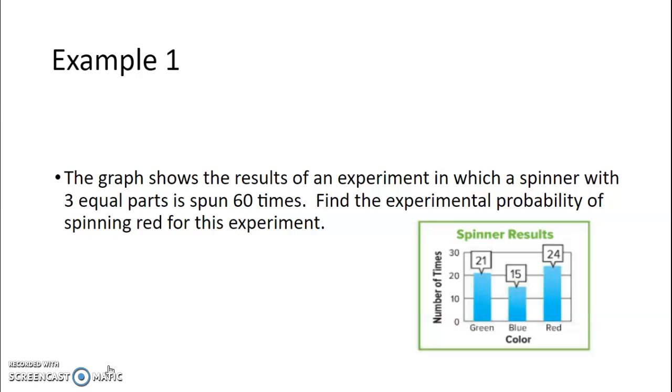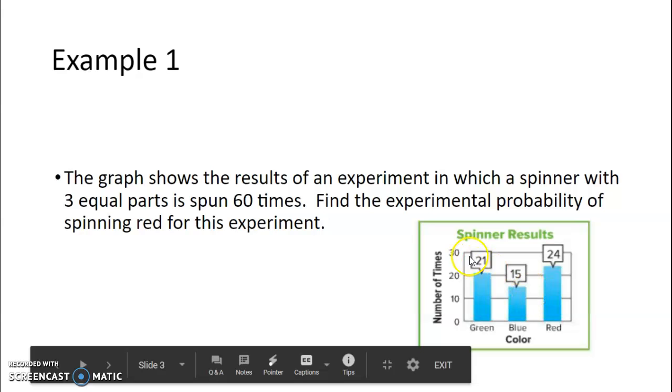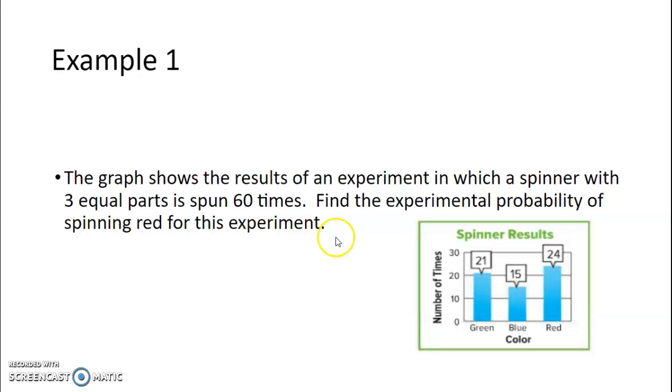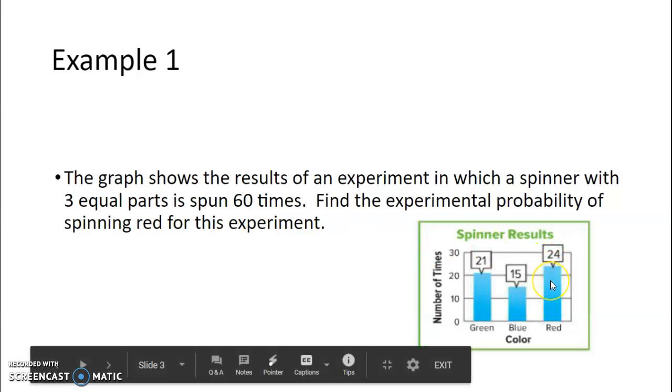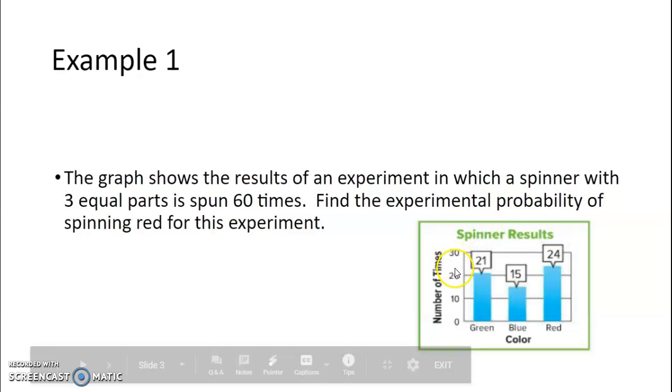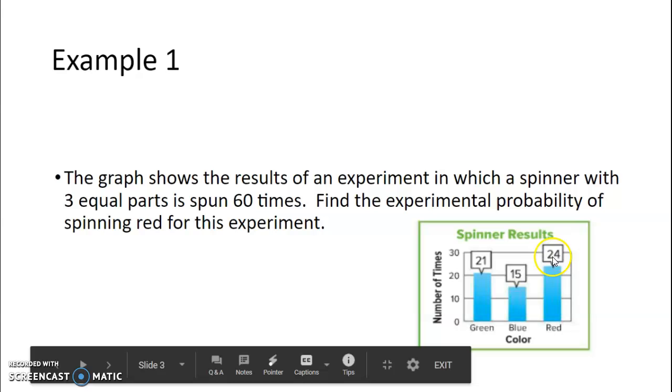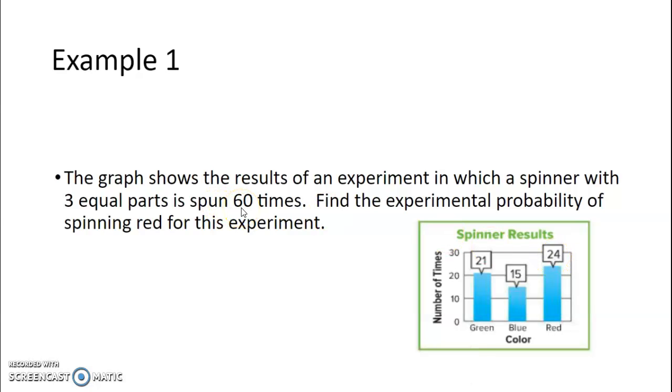Example 1: the graph shows the results of an experiment in which a spinner with 3 equal parts is spun 60 times. If you look over here, it says that 21 times it landed on green, 15 times it landed on blue, and 24 times it landed on red. The question asks, find the experimental probability of spinning red for this experiment. So we know that that occurred 24 times. Now we just need to know out of how many total times, and we do know from the information that it is 60. So really just the 24 and the 60 are the only numbers that we need.